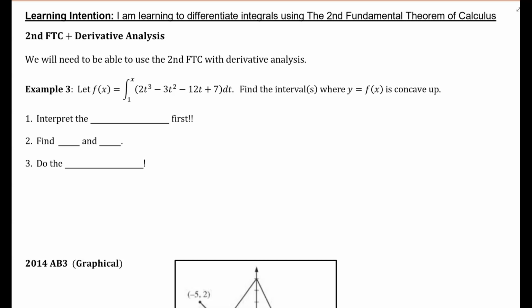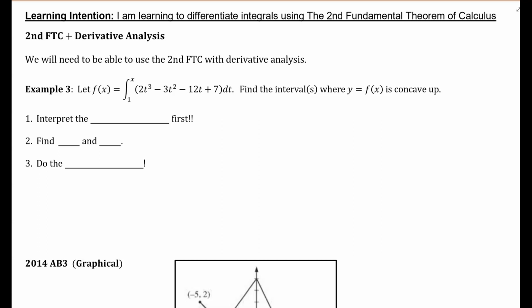So let's tie back to Unit 5, your guys' favorite unit, where I asked you questions like, where is the function increasing? Where is the function decreasing? Where is it concave up? Where is it concave down? And you had to justify. Yes, I'm going to marry these two wonderful ideas.